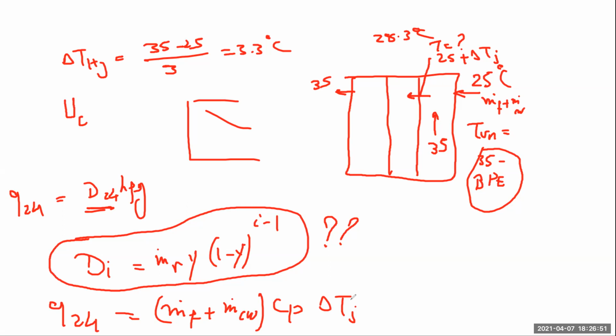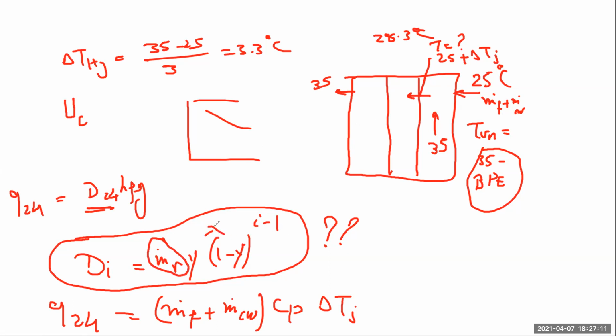I'm getting no answers. What do you think? The equation has been developed with m dot r passing inside the tubes. It's not applicable here. So I don't think it applies here.